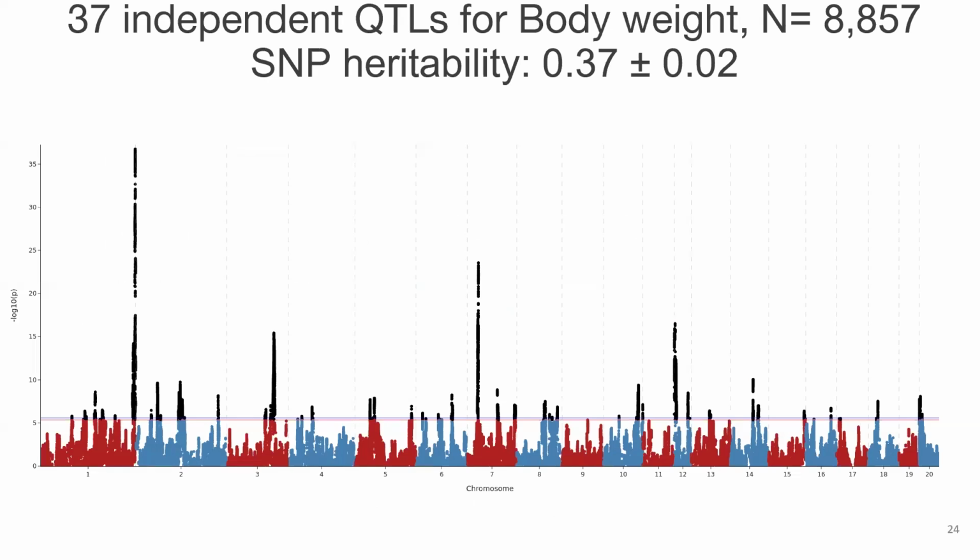Alright, so on this slide, I am only showing the Manhattan plot for body weight. This trait stood out in this data set because of the large number of QTLs we identified, and it's also the trait with the highest SNP heritability estimate.